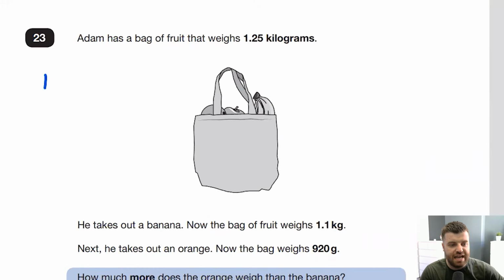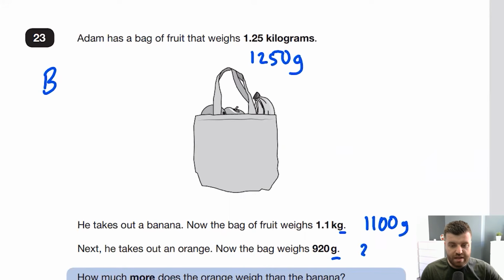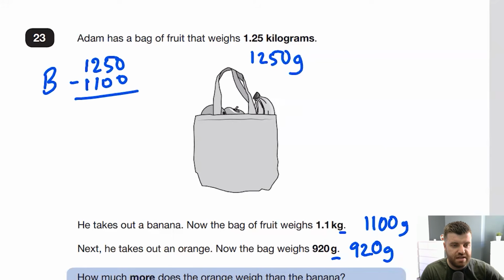We need to work out firstly, how much does the banana weigh? So he had 1.25 kilograms. It moves to kilograms and then it moves to grams. I don't like it. I'm going to change them all into grams. 1,250 grams, 1,100 grams. That can stay as 920 grams, no problem. So how much does the banana weigh? Well, the banana is 1,250. Take away 1,100, because then that gives us the difference. And the difference there is quite simply 150 grams.